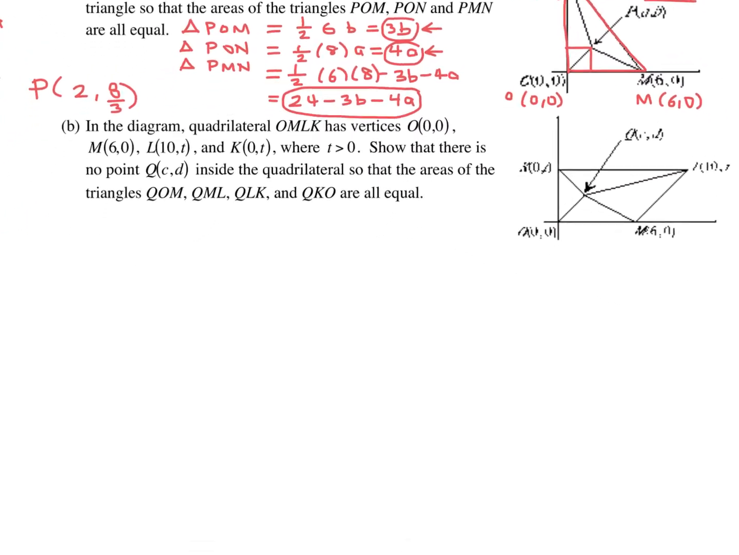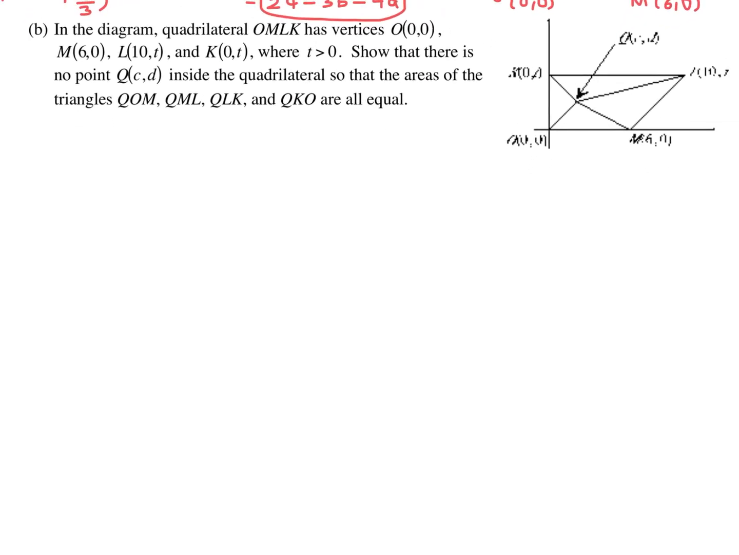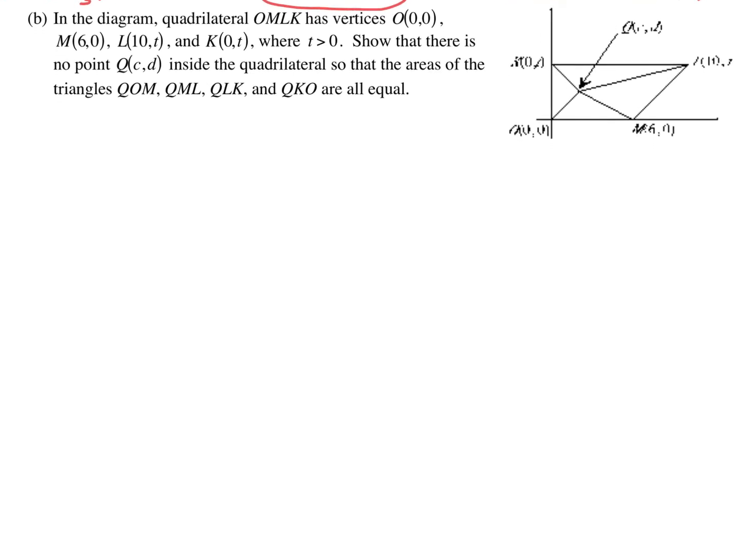All right. Now we move on to part B. In the diagram, quadrilateral OMLK has vertices (0, 0), (6, 0), (10, T), and (0, T), where T is greater than 0. Show that there is no point Q(C, D) inside the quadrilateral so that the areas of the triangles are all equal. Okay, so the same story, but this time a little bit different.